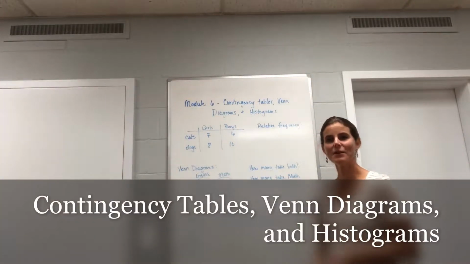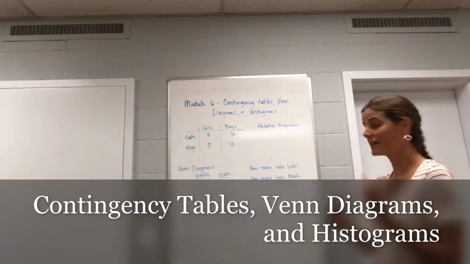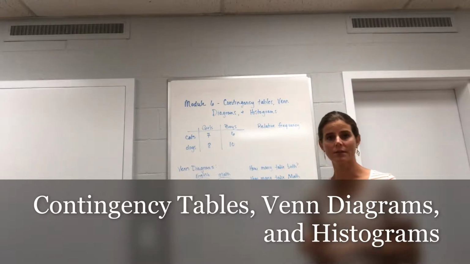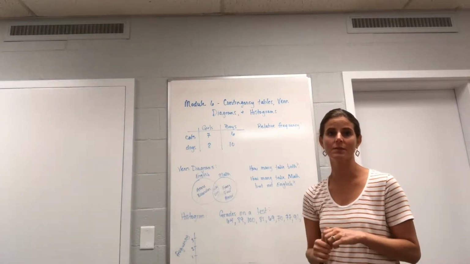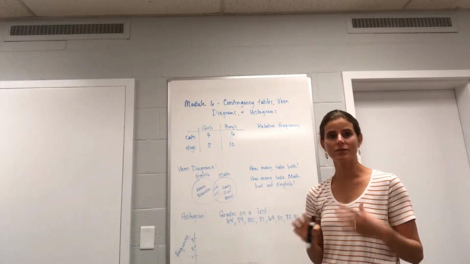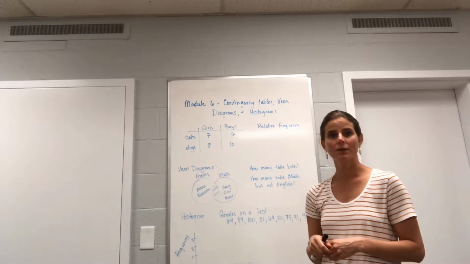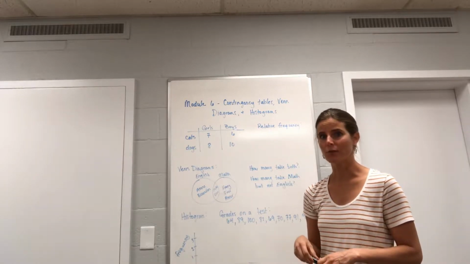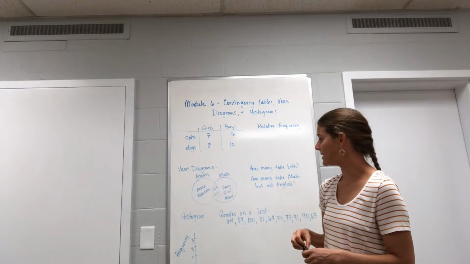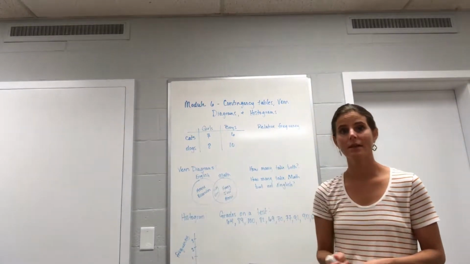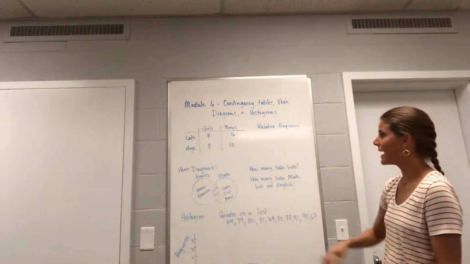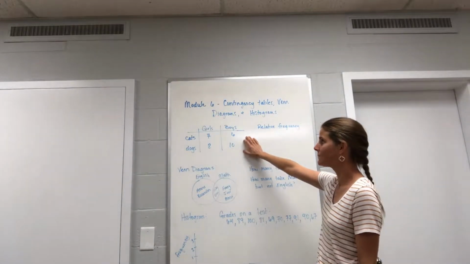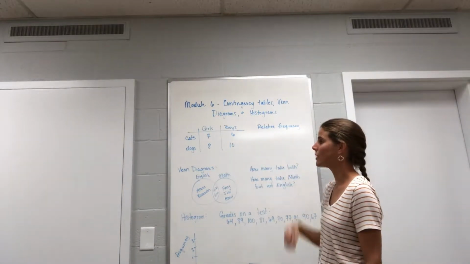Guys, so in this video we're going to look at contingency tables and relative frequency, Venn diagrams, and histograms. So we're looking at some different descriptive measures in this module, and these are ways that we can describe data sets. So we're going to first look at what is called a contingency table.